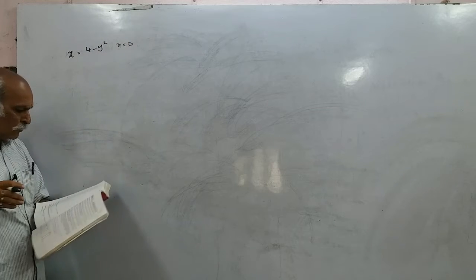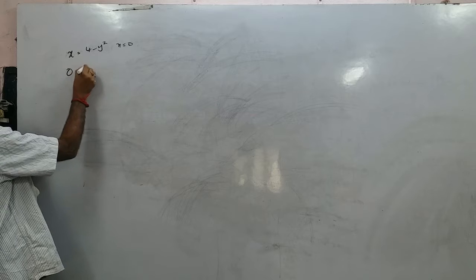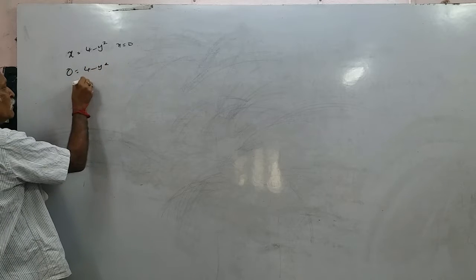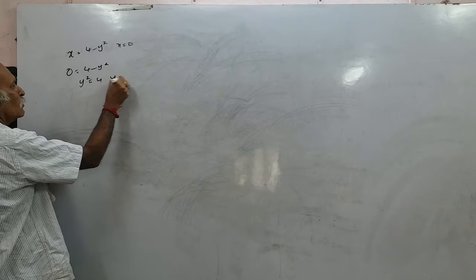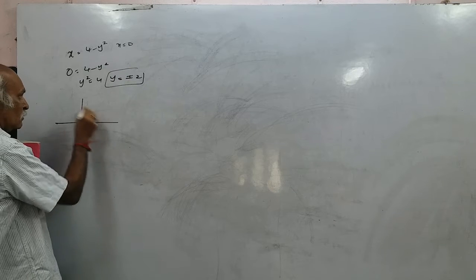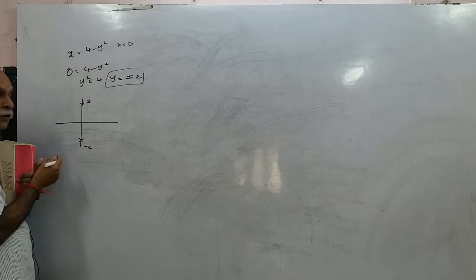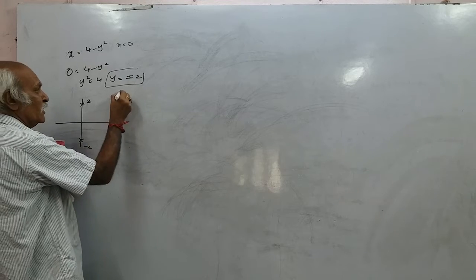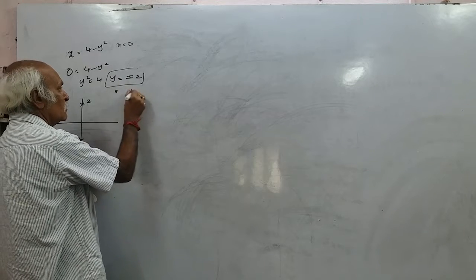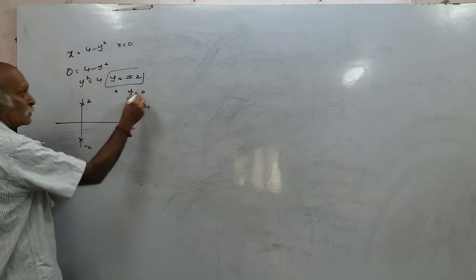Next one, x is equal to 4 minus y square. Put x equal to 0, so 0 is equal to 4 minus y square, y square is equal to 4, y is equal to plus or minus 2. So 2 and minus 2. Now we have to identify between. So put y is equal to 0. Y is equal to 0 means what? X is equal to 4.